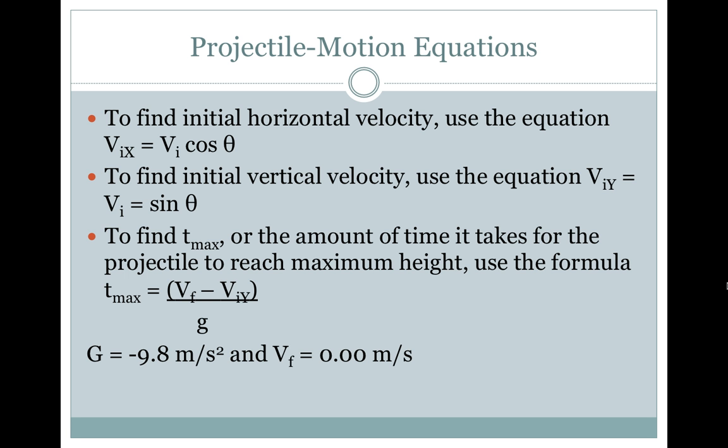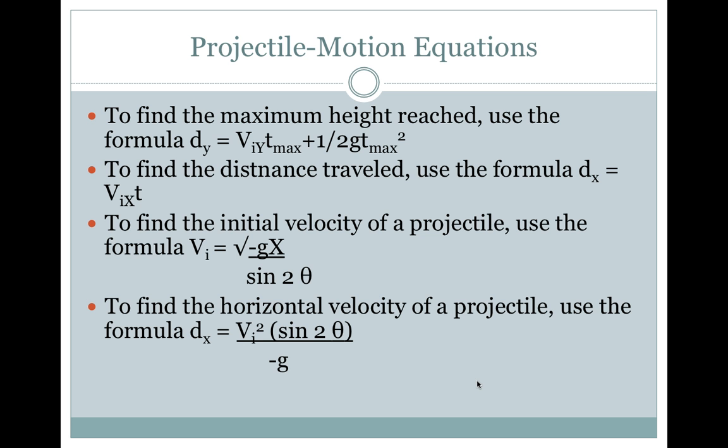To find Tmax, or the amount of time it takes for the projectile to reach maximum height, use the formula Tmax equals (Vf minus Viy) over g. g is set to negative 9.8 meters per second squared, and Vf is 0.00 meters per second. To find the maximum height reached, use the formula dy equals Viy times Tmax plus half the gravitational acceleration times Tmax squared. To find the distance traveled, use the formula dx equals Vix times t.